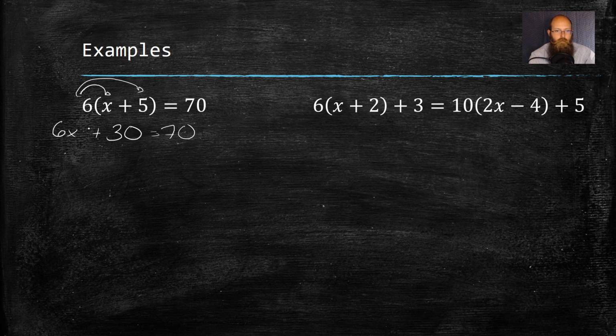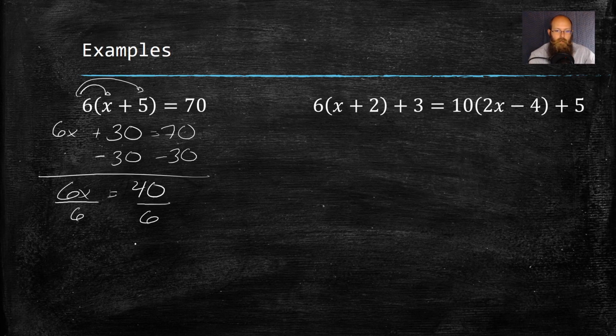Now I'm going to solve for my x's, but I have to get rid of everything else on that side, so I have to subtract 30. And now I have 6x equals 70 minus 30, which is 40. So I'm going to divide by 6, divide by 6.